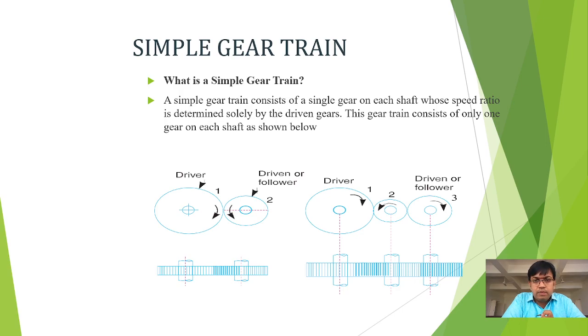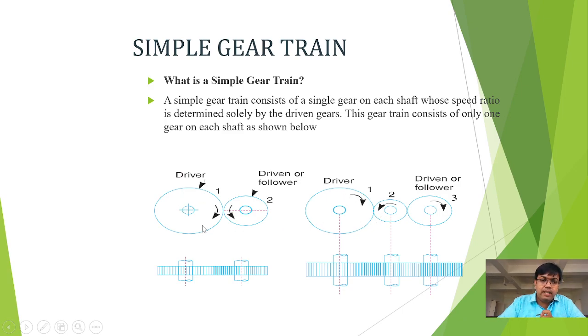As I told you, a simple gear train means when only one gear is mounted on a shaft, you call such a combination a simple gear train. Now students, you can see the diagrammatic representation here. The gears have been represented as circles. You could ask me how you can represent a gear as a circle without showing its teeth.